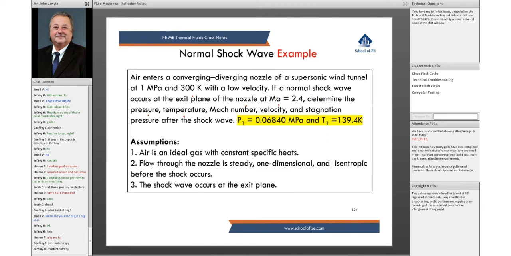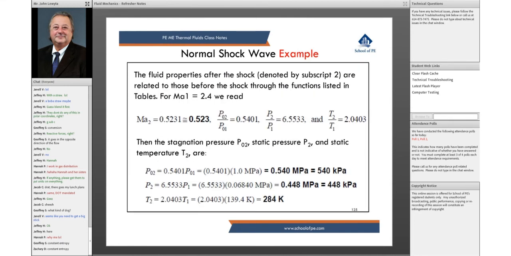All right. So essentially at P1, the value is 0.0684, if you look it up in T1. Assumptions: air is an ideal gas, flow in the nozzle is steady, one-dimensional, isentropic, and the shock wave occurs at the exit plane. Give those two values here. So really simple. Fluid properties after the shock wave are denoted by subscript 2, related to those before the shock wave.